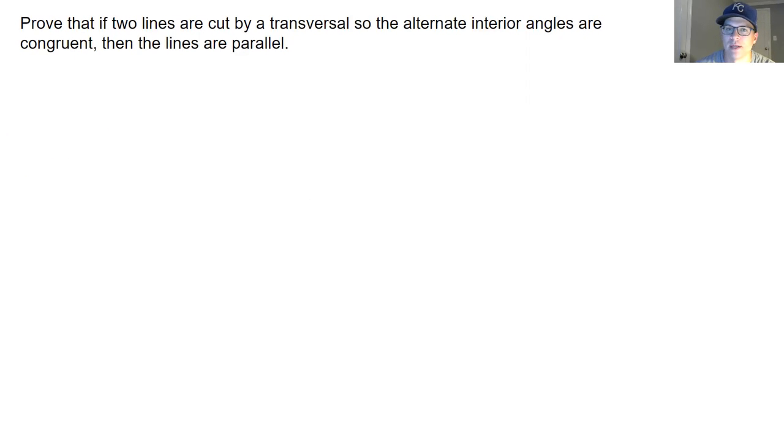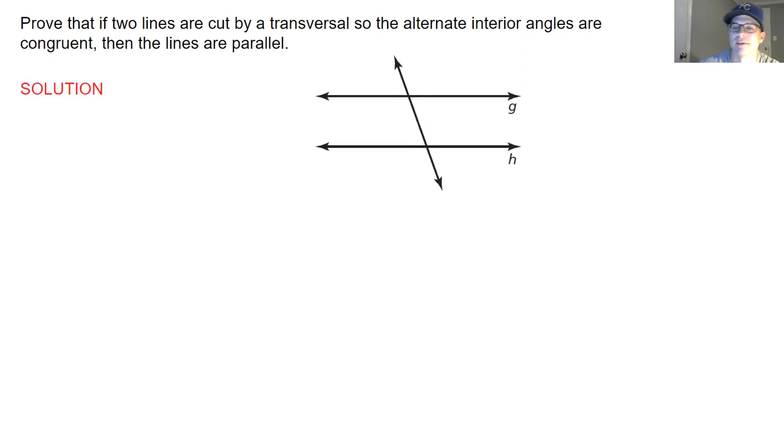So let's prove that if two lines are cut by a transversal so that the alternate interior angles are congruent, then the lines are parallel. This is your proof of it. So let's draw a diagram. We have two lines, G and H, that are being cut by a transversal.